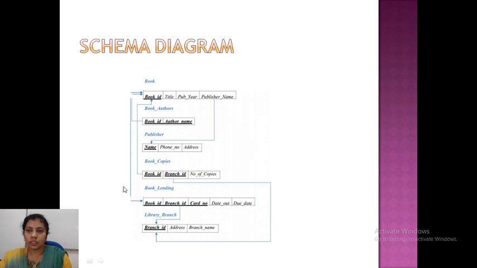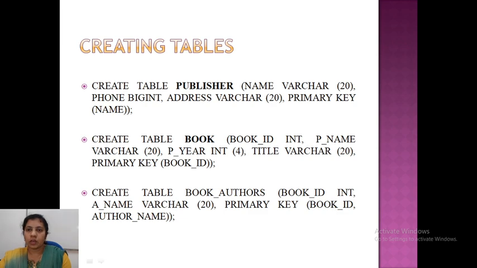Now after drawing the schema diagram, you are clear about what attributes you have to take in a table or relation, what the primary key is, and what the foreign keys are. The next step is to create the schema and the tables. So this is the create table command. Here I have not added any foreign key constraint. I will show you later how you can add the foreign key constraints.